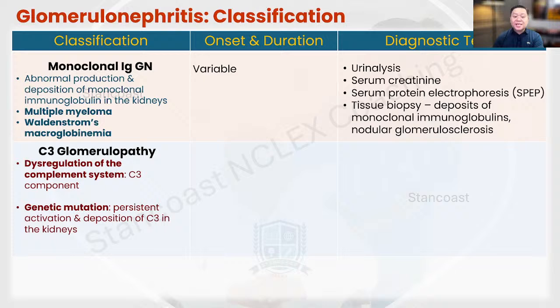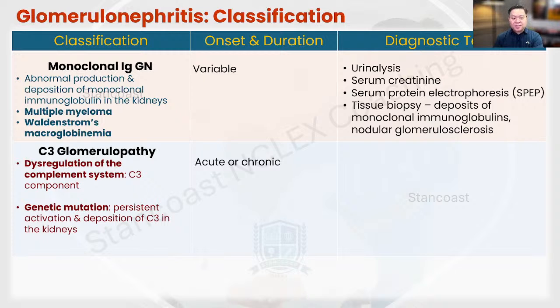Now, what is the onset and duration of the C3 glomerulopathy? Well, it can either be acute or chronic, meaning it can happen suddenly or could be gradual over time. It's also going to depend on different factors, including the underlying cause and how it's being managed.